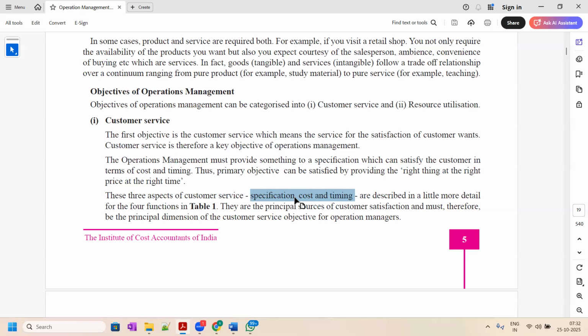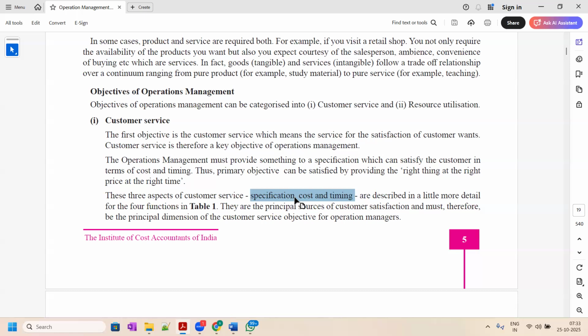So when we are talking about customer service, here we are talking about three parameters: specification, costing, and timing. Ultimately, operation management is all about getting the right thing, which comes under specification, at the right price, which comes under costing, and at the right time. This is the feature of customer service, where there can be different aspects.